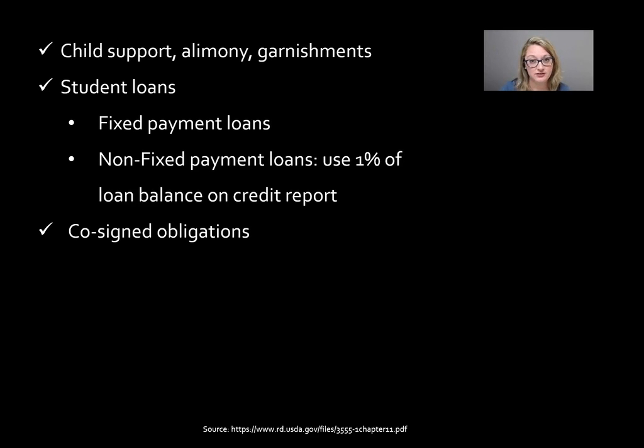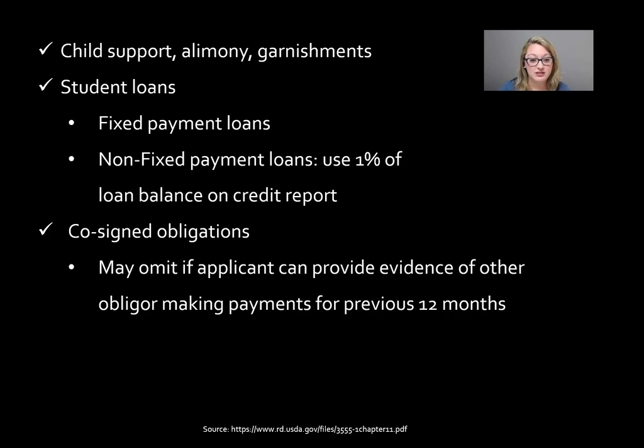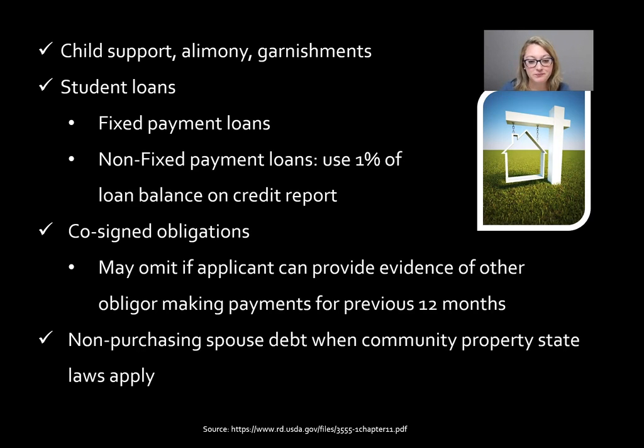Co-signed obligations. Now, the only exception to this is if the borrower can provide evidence that the other obligor or someone else is making the payments for the most recent 12 months. In that case, you would be able to omit it. Non-purchasing spouse debt would need to be included if the property is in a community property state.